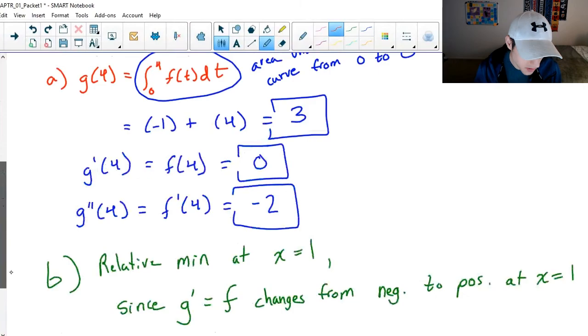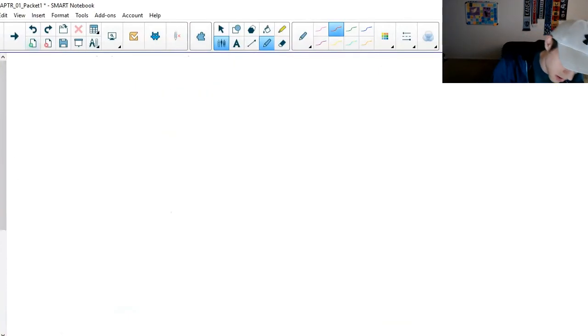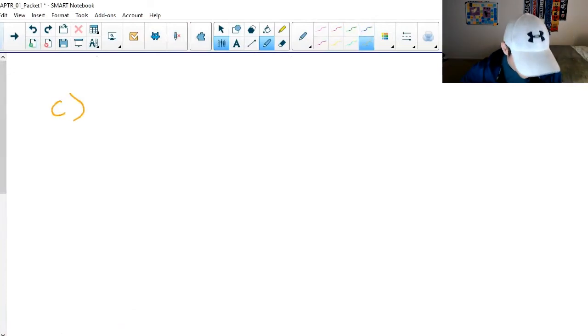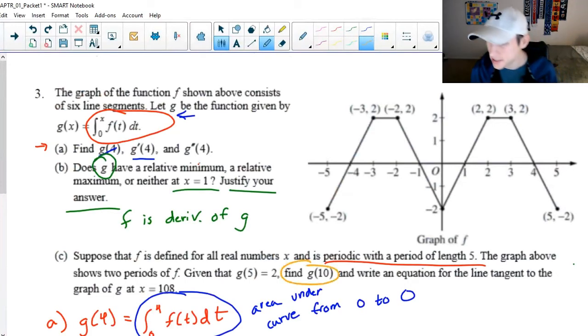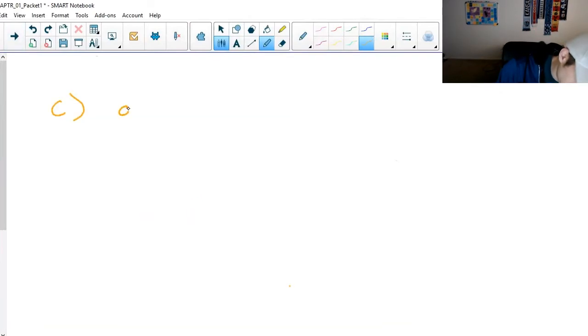So it's asking us for a lot of stuff. So let's actually do it over here. Okay, so part C. The first thing it says is find g of 10. Okay. Find g of 10. So let me just think for a second.